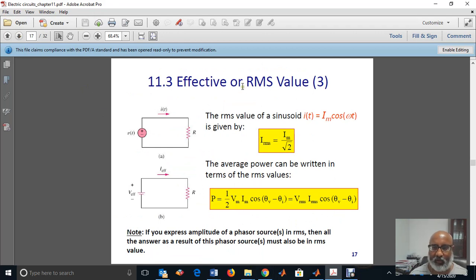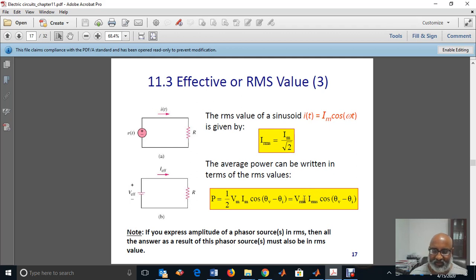So the RMS value of any sinusoidal current is Im over radical 2, and the average power can be written in terms of the RMS. It will be Vrms times Irms cos(theta V minus theta I). If we express the phasor voltage and the phasor current in terms of RMS value, we just take the RMS value directly.